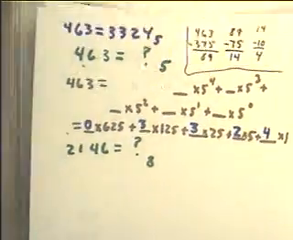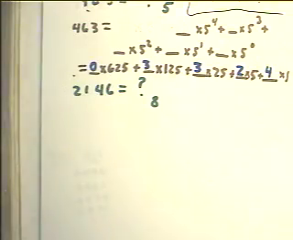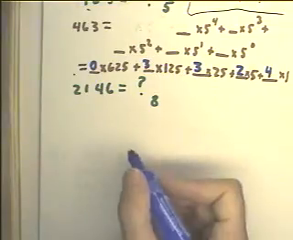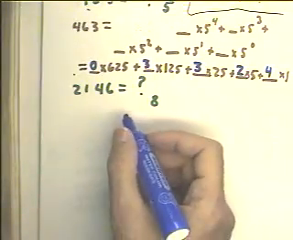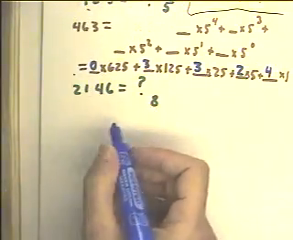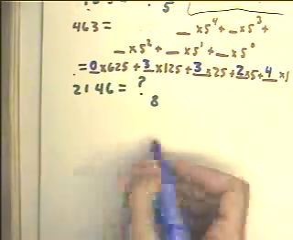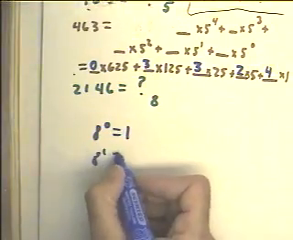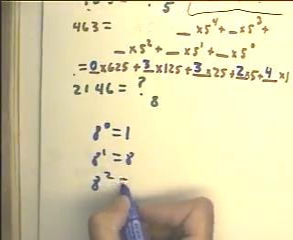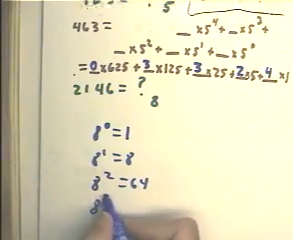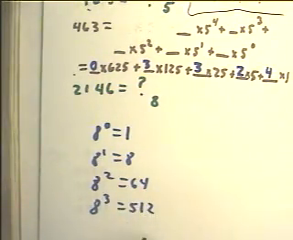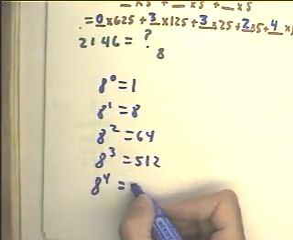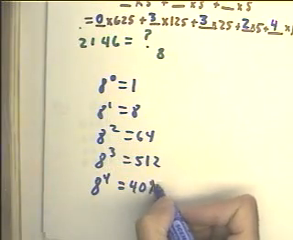Let's illustrate the process once more, and I think I did leave myself enough room here. 2146 is what to the base 8? First of all, let's write the powers of 8. 8 to the 0 is 1. 8 to the 1 is 8. 8 to the second is 64. 8 to the third is 512. And 8 to the fourth is 4,096.